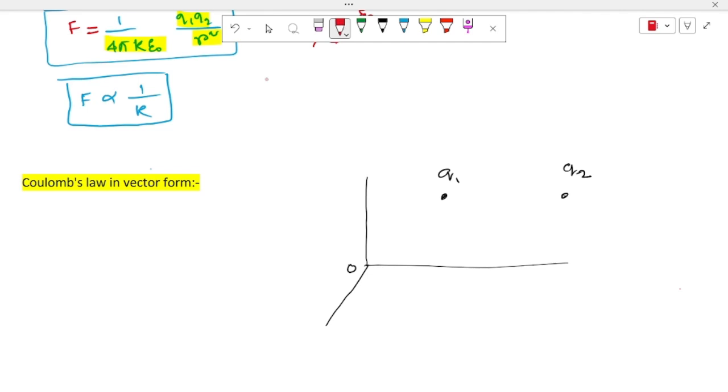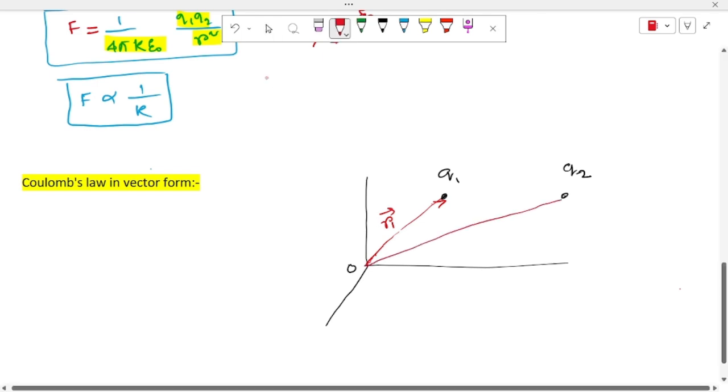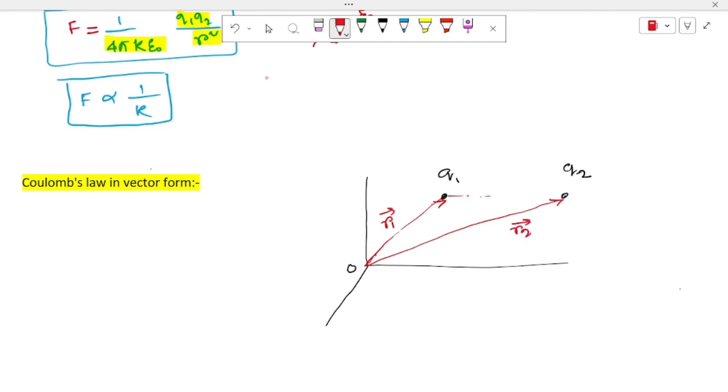So let us consider the two charges Q1 and Q2, and here is the coordinate system and origin. So Q1 is at a distance, let us say, R1 vector, and the charge Q2 is at a distance R2 vector from the origin. So the separation between these two charges will be R vector, which is simply R2 vector minus R1 vector.